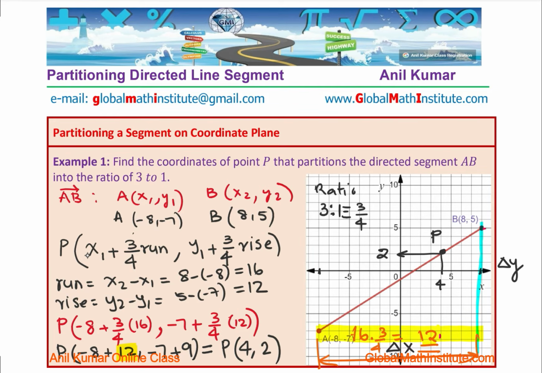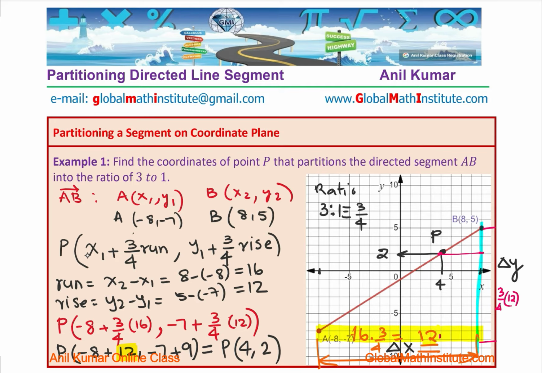And then on the rise, we calculated the difference between 5 and minus 7, which was 12. So we took 3/4 of 12, which is 9 units above. Okay? So we reached this point. So that is what it is, correct? So we got our point P. Is this clear to you?